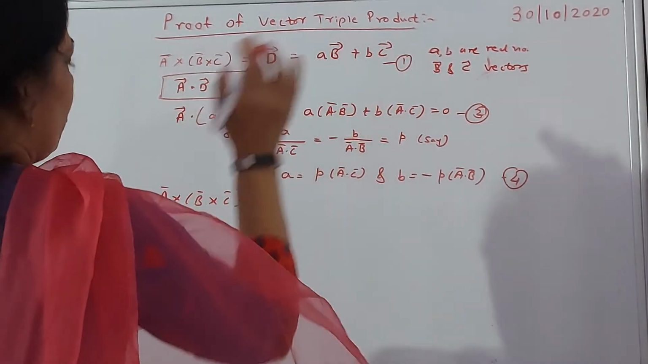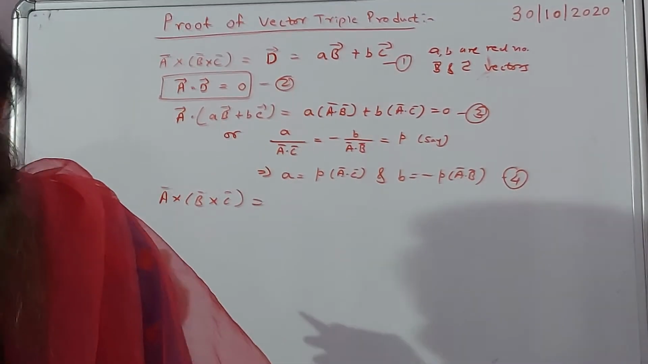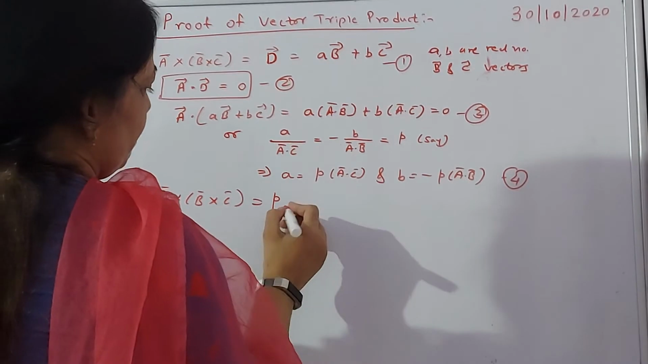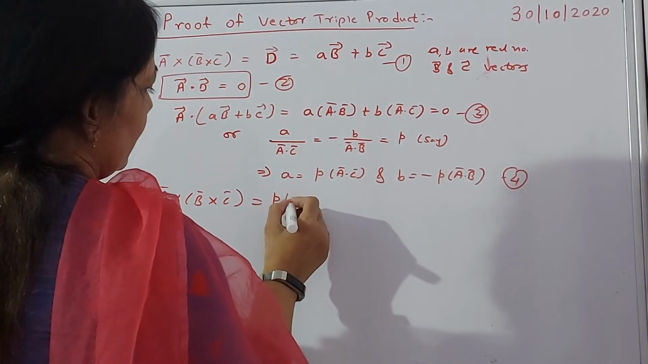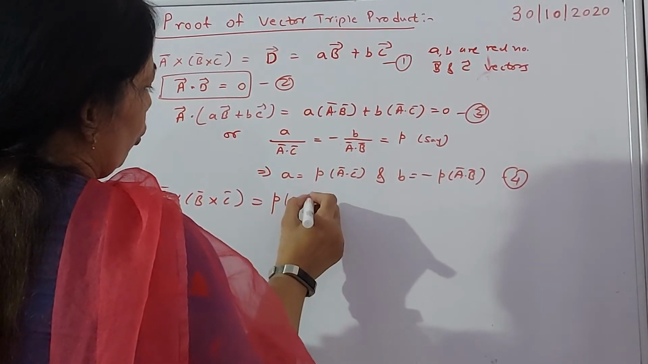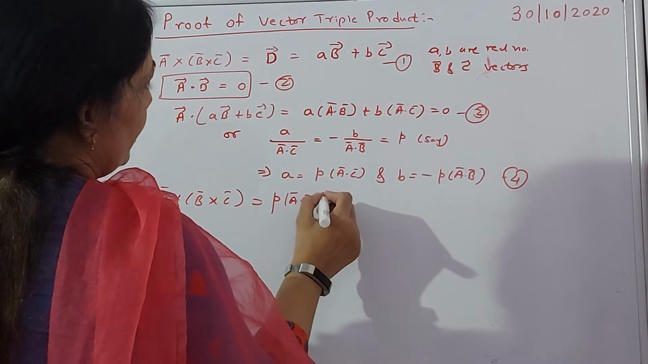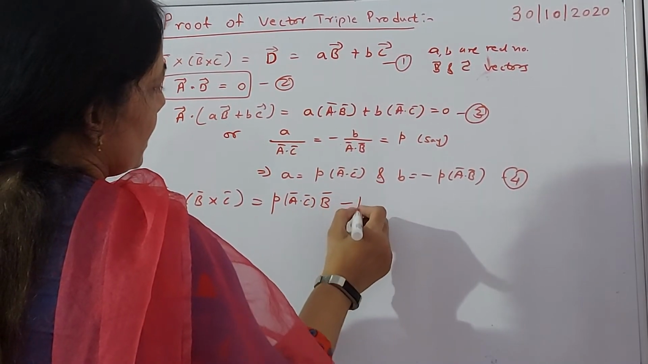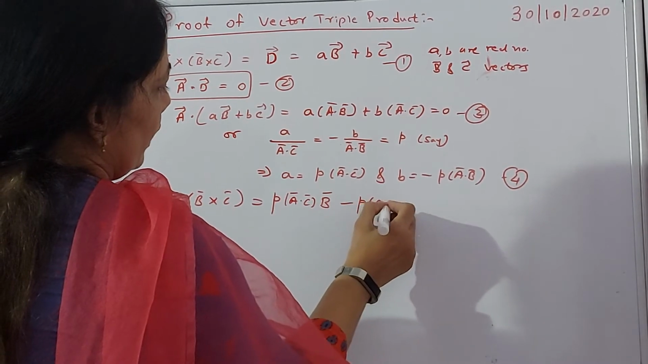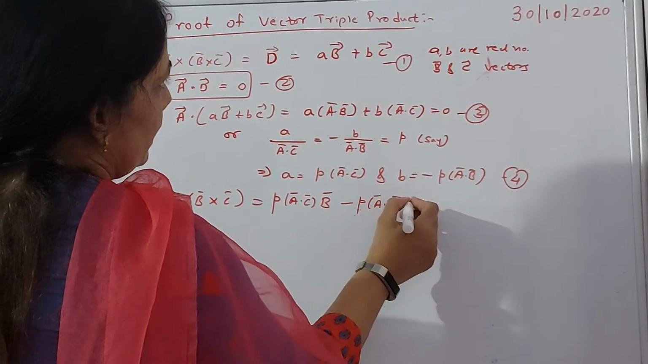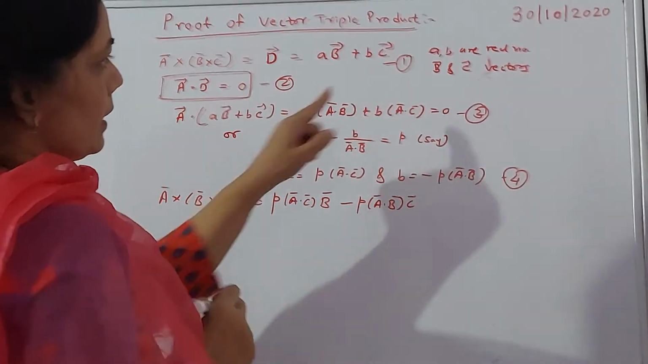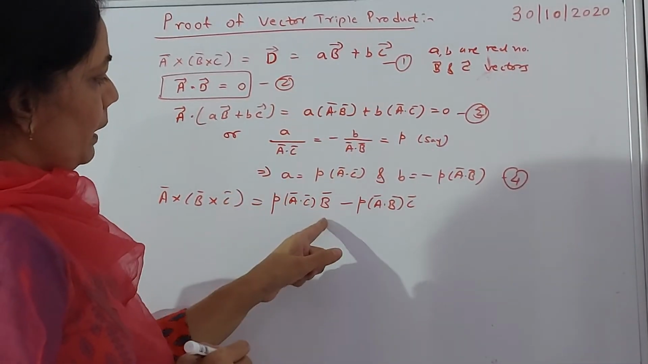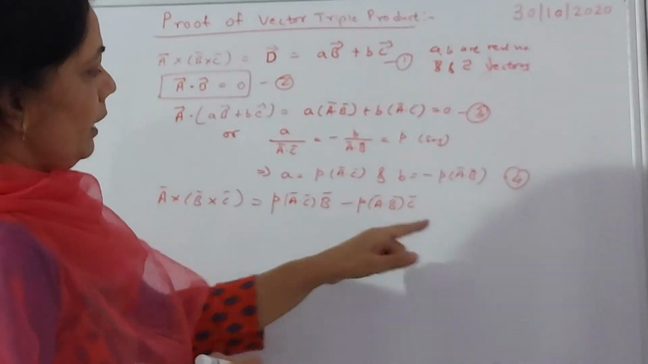is equal to D is equal to this. Correct? So A cross B cross C is equal to P, small a is P inside the bracket, A dot C into B, correct, minus P into A dot B outside the bracket C. A value is this into B, minus value of B into C.